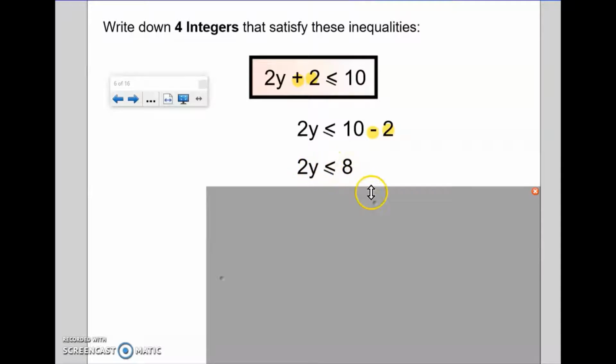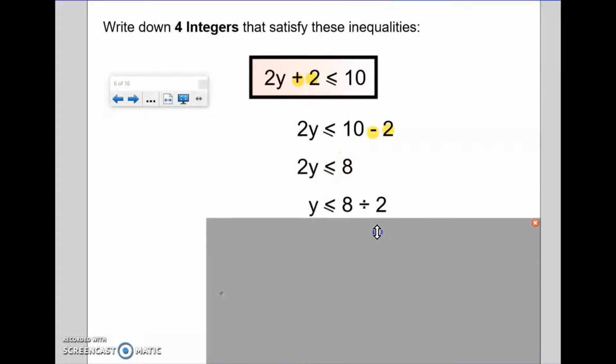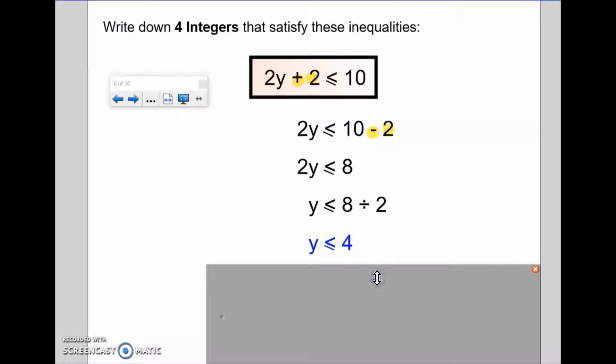Now I'm just going to divide each side by 2. Now I'm going to finish that off. So this now reads as y is less than or equal to 4. So if I wanted 4 integers which satisfied this inequality, I could say 3, 2, and 1. But I could also say the number 4, because this time it is included because of that extra line under the inequality sign.